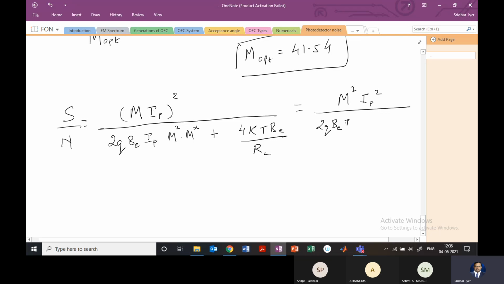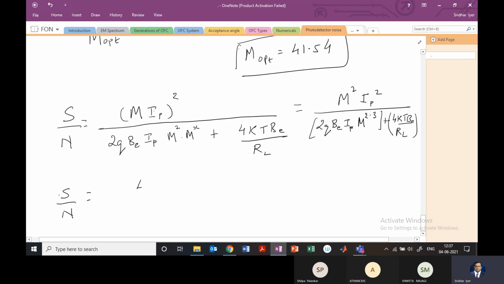Therefore, rewriting this equation, you can write this as M square IP square divided by 2QBE IP, and I'll combine those two M's, and the value of X is 0.3. So you'll have M raised to 2.3. This will be the shot noise, plus 4KTBE divided by RL, right? So you can calculate the signal to noise ratio.